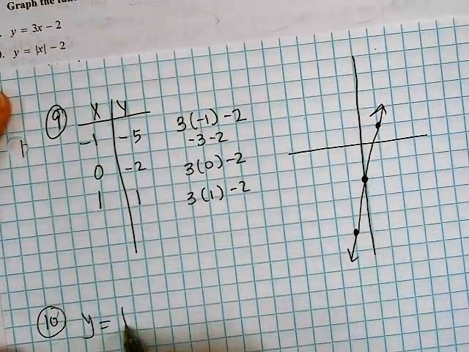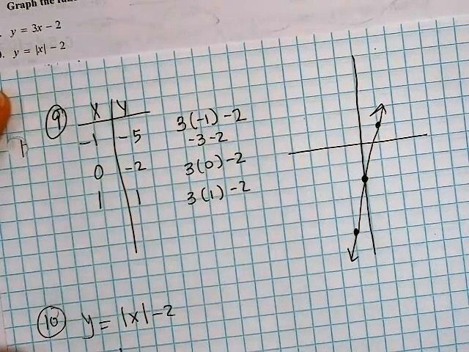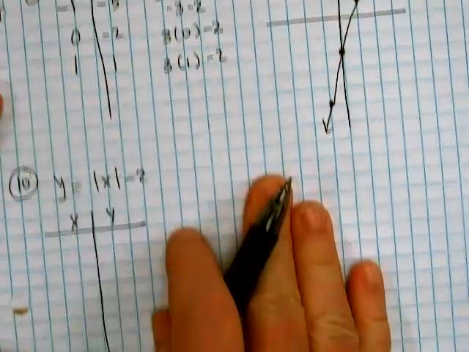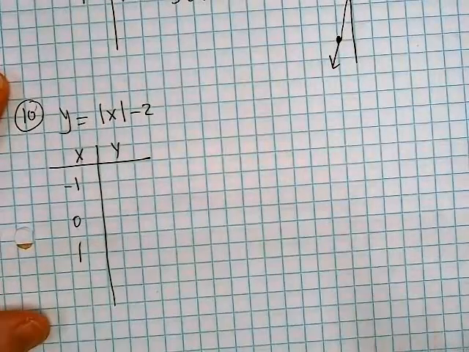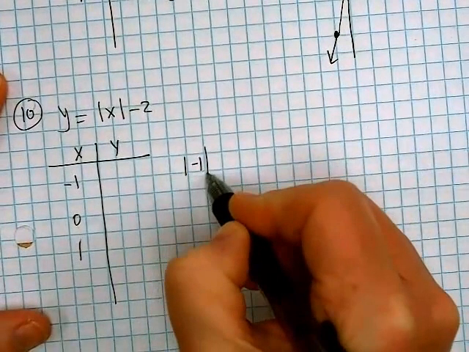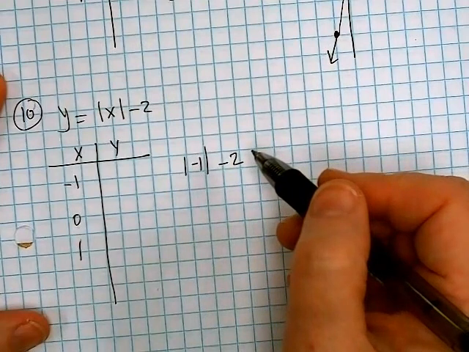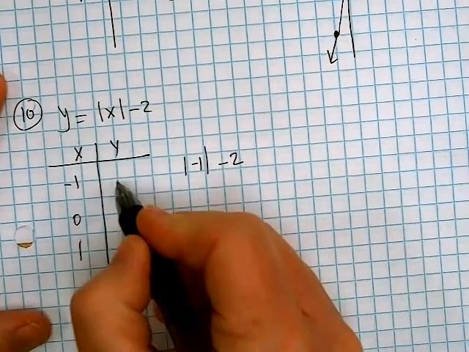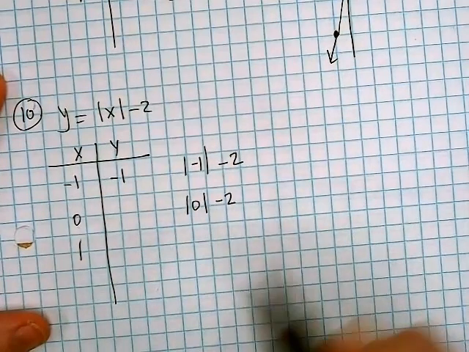So y equals absolute value of x minus 2. So here we go. Here's our chart. What do you want to use for x? We can use the same 3. So here we would have absolute value of negative 1 minus 2. What's the absolute value of negative 1? 1. And what's 1 minus 2? Okay. So then I would have the absolute value of 0 minus 2.